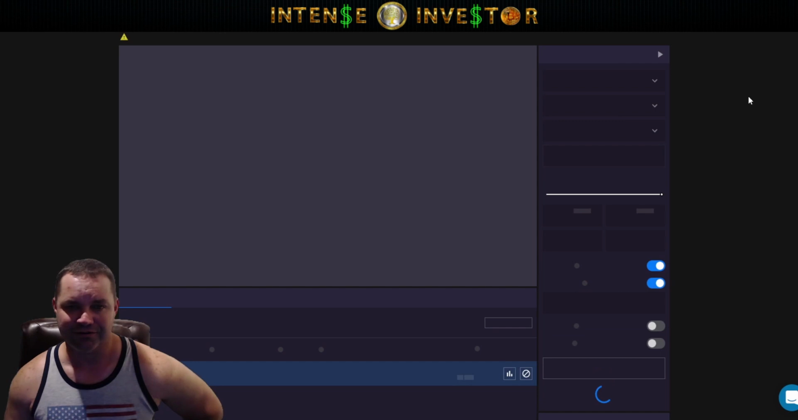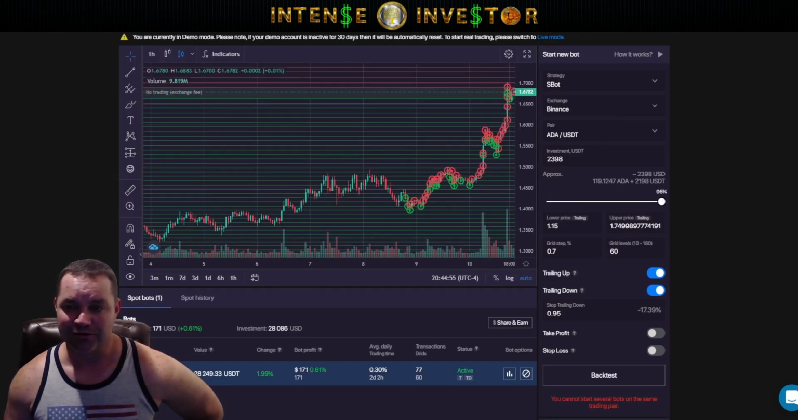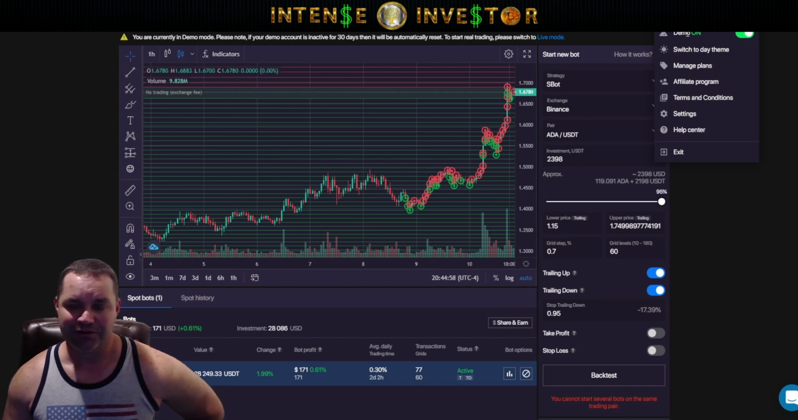Let's go into my account here, and I already have it in demo mode. To get into demo mode, you go up here where it says demo and click that to on. This is where you can switch to the day theme or the night theme. And right here is where you can manage your plans. If you're on the free plan and you want to upgrade to the paid plan, you can right there. They have a good affiliate program if you're interested in that. I think they pay a percentage commission. You can read the terms and conditions.